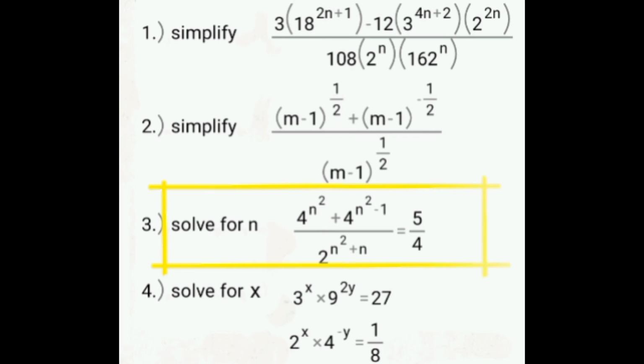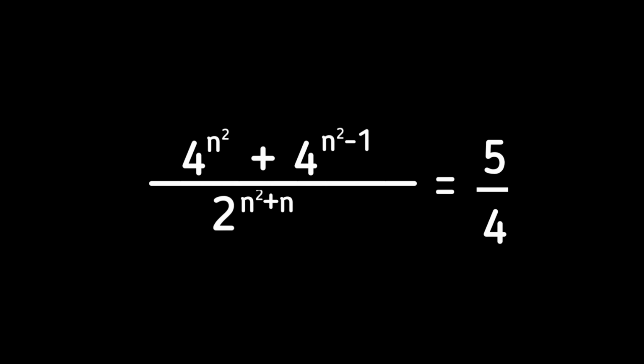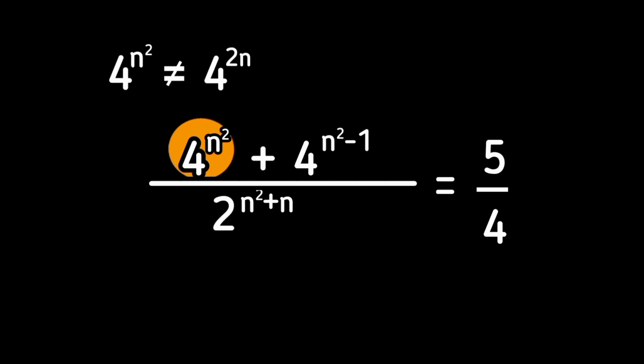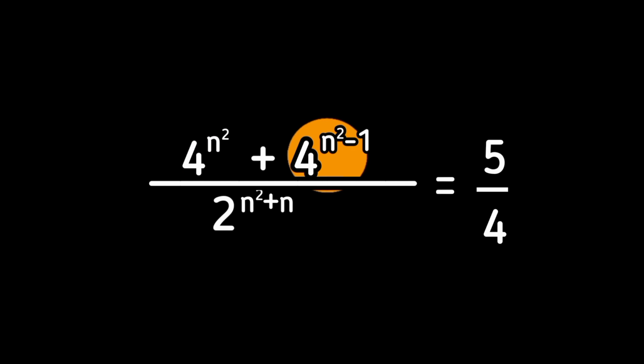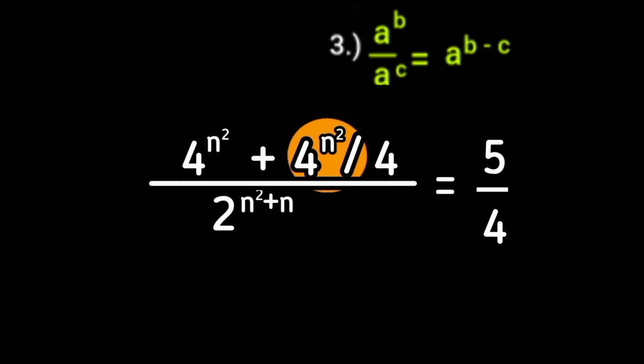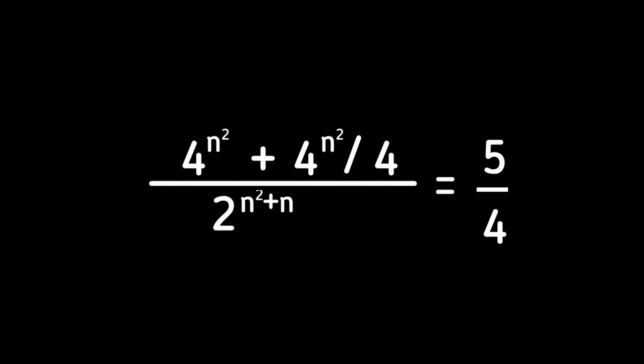So now let's move to the solve for the unknown problem. For this problem, there's not much you can do here. And 4 raised to power n squared is not the same thing as 4 raised to power 2n, so we can't apply this rule here. But here we can split it like this. I'm doing this because I know that I'll have 4 raised to power n squared. And since 4 raised to power n squared is here as well, then I can factorize it out.